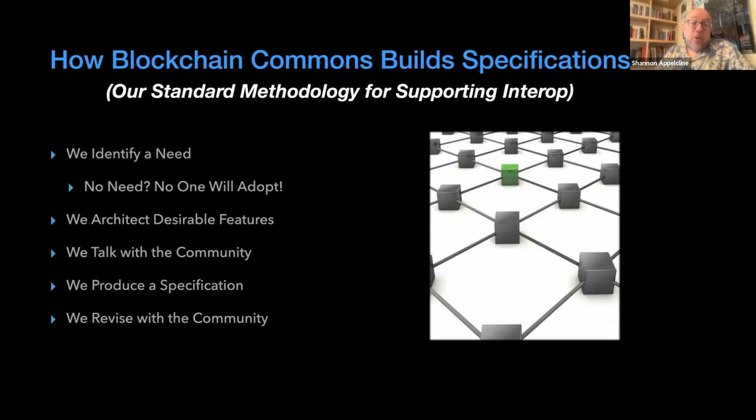Once we've identified that need, we architect to meet those needs. But then that's where the community comes in. We start iterating. We talk with the community, we produce a specification, we revise the specification, we talk to the community, etc. And that's where we are with Zcash right now. Wolf did a few months of initial work, but Chris and others are helping us now to make sure that that actually is exactly what the community needs so it can be used well into the future.